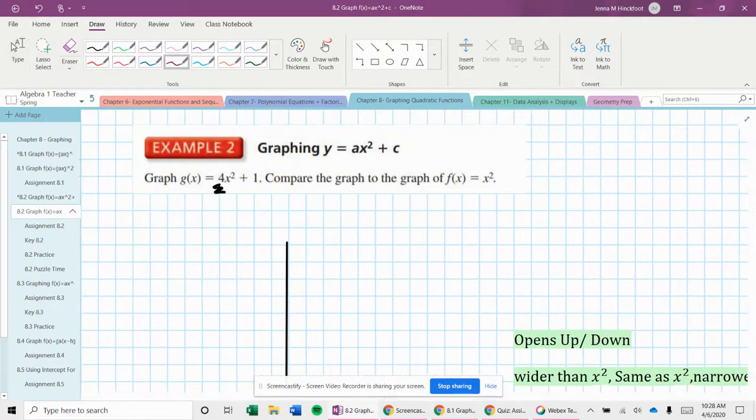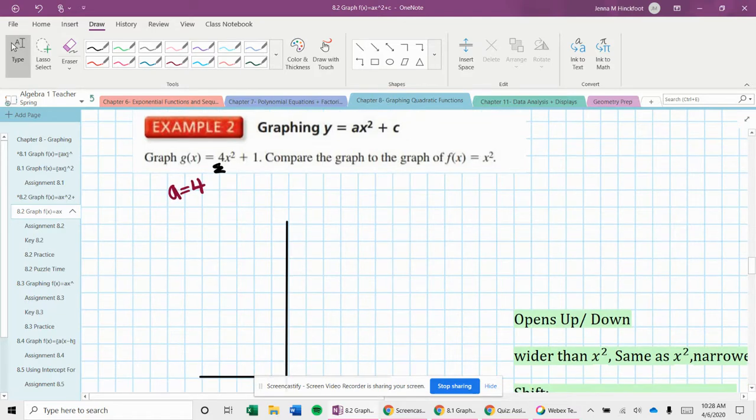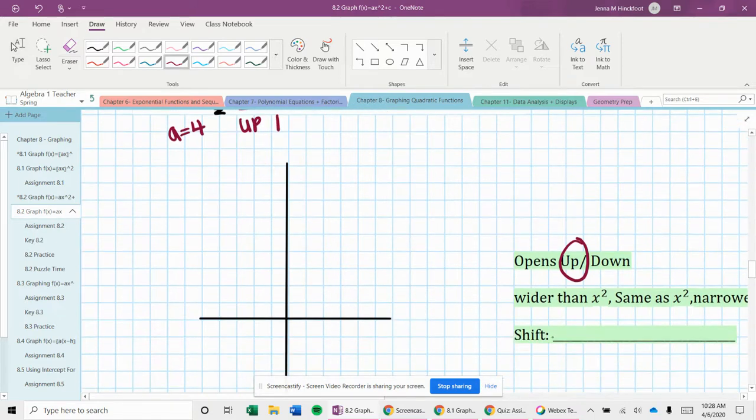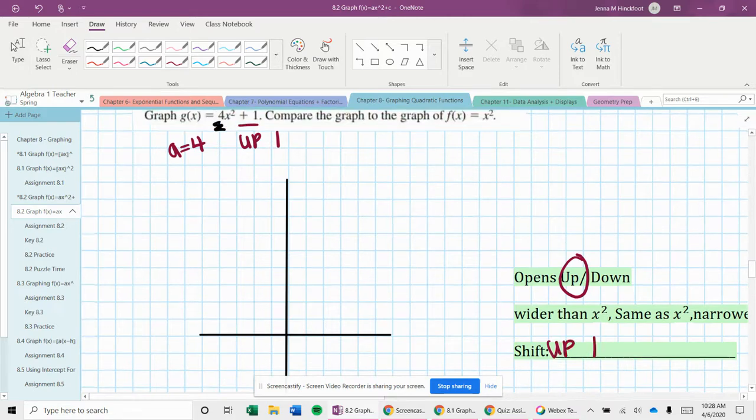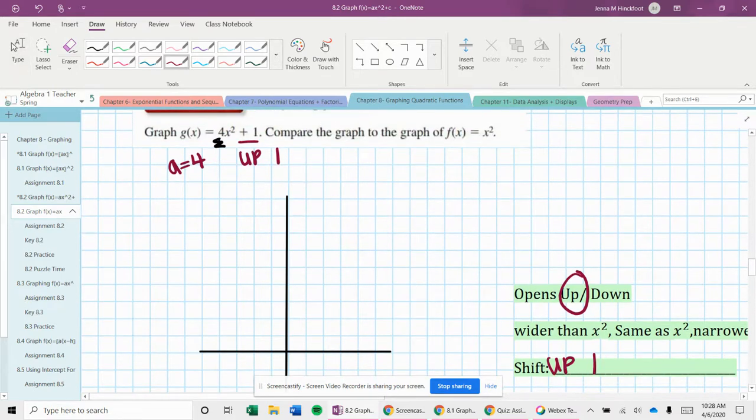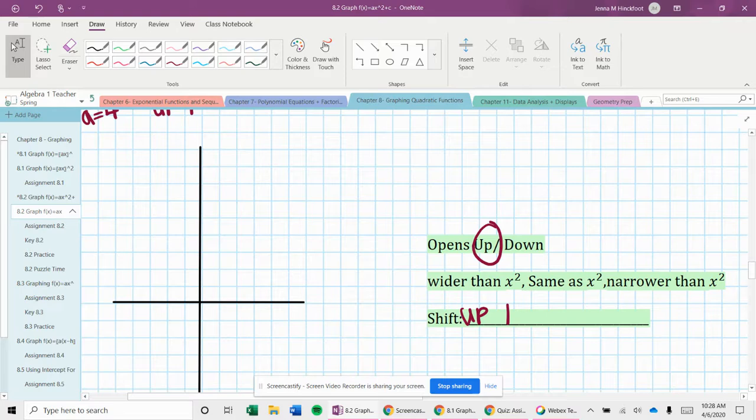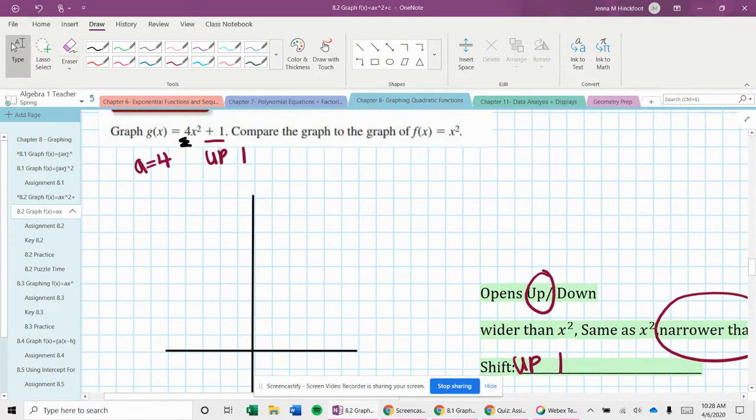Okay, let's do another one where your a is now greater than 1. Okay, so here your a is now 4. It's positive, so that means it's going to open up. Your shift is plus 1, so that means up 1. So our shift would be up 1. And because your a is 4, remember, if your a is a whole number, it's narrower than x squared. So that's how you can answer this question super easily.